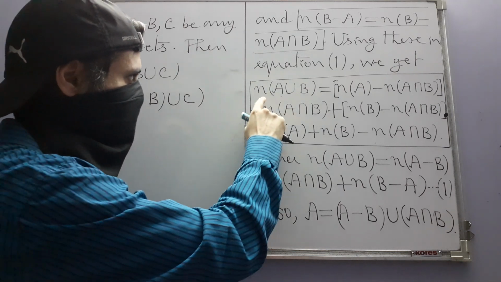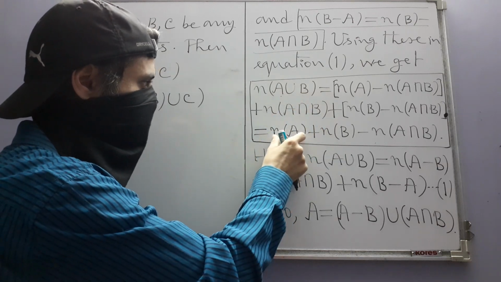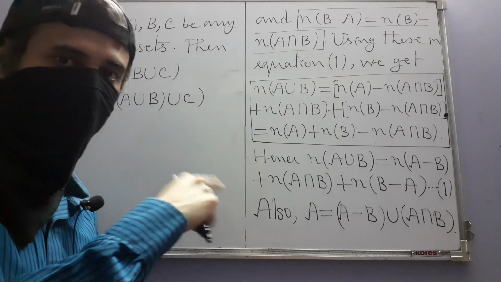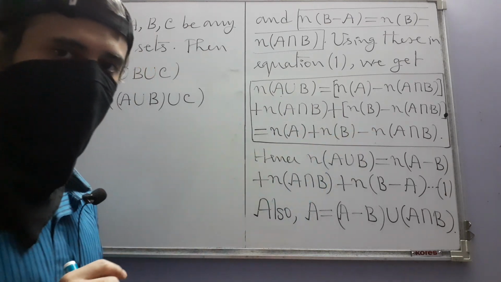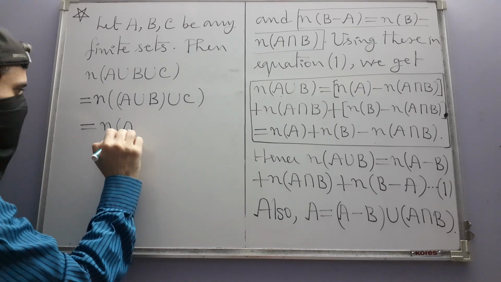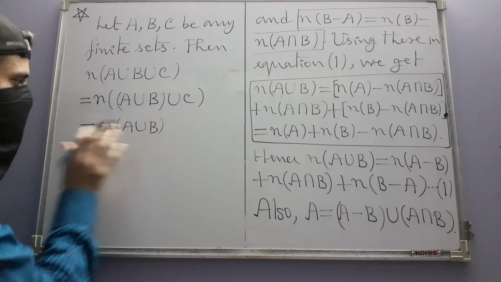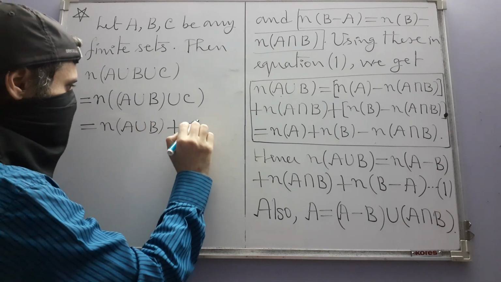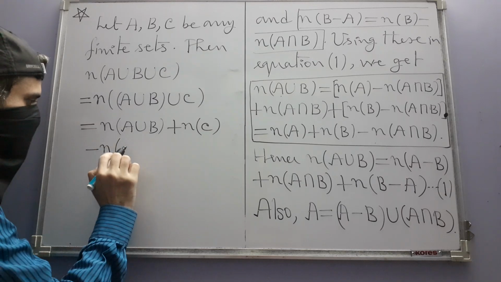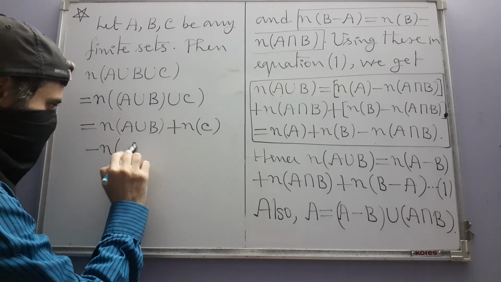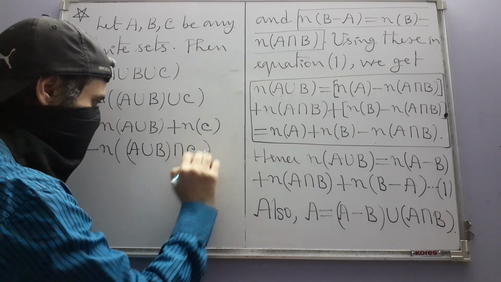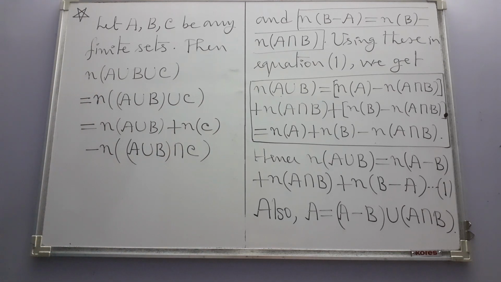What does the formula say? It says that the number of elements in A union B is the sum of the numbers of elements in A and B minus the number of elements in their intersection. That means this will be, this is one of the sets, plus this is the other set, minus the intersection of these two sets. That is the intersection of A union B and C.